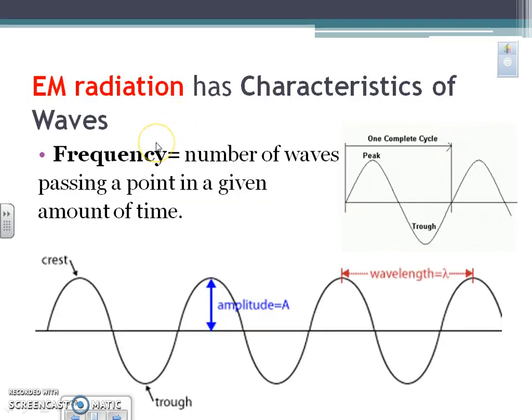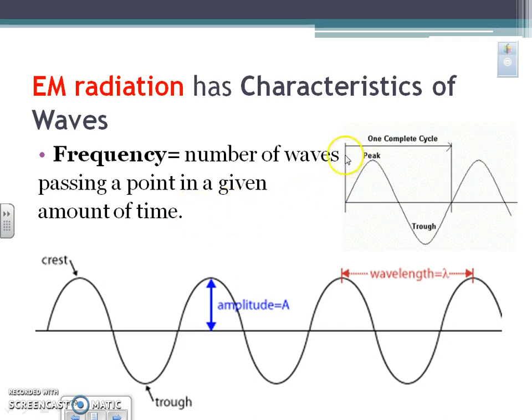Now, you have to first understand what EM radiation is and the characteristics of waves in order to understand how electrons relate. So EM stands for electromagnetic radiation. It has characteristics of waves. So the first thing I want you to look at is one complete cycle. It is from one point to another similar point. So one wavelength could be crest to crest. You could have one wavelength being trough to trough. You could have one wavelength being one point to another similar point. So you do need to look at what a wavelength consists of.